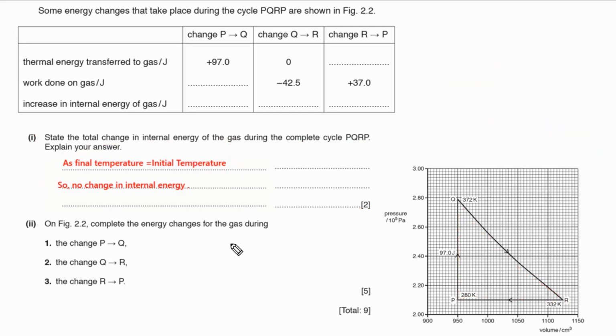Now let's move on to the second part, part B2. Let's try to answer this. For part B2, we need to understand how to use the first law of thermodynamics, which means delta U is equal to Q plus W, and W is the work done on gas.